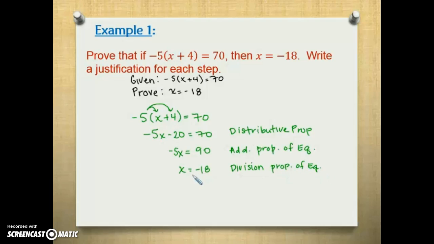So here we just proved that x is equal to negative 18 for this equation. I justified each step, and I was able to say why I could get from one step to the other. And so I have shown that x does equal negative 18.